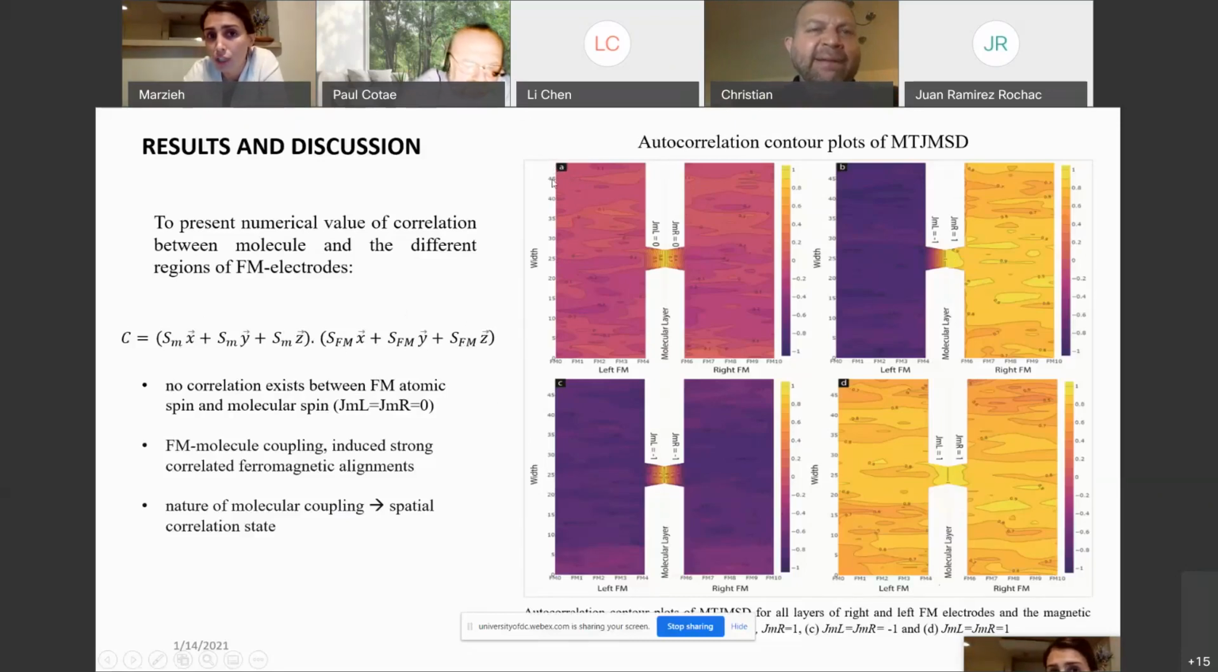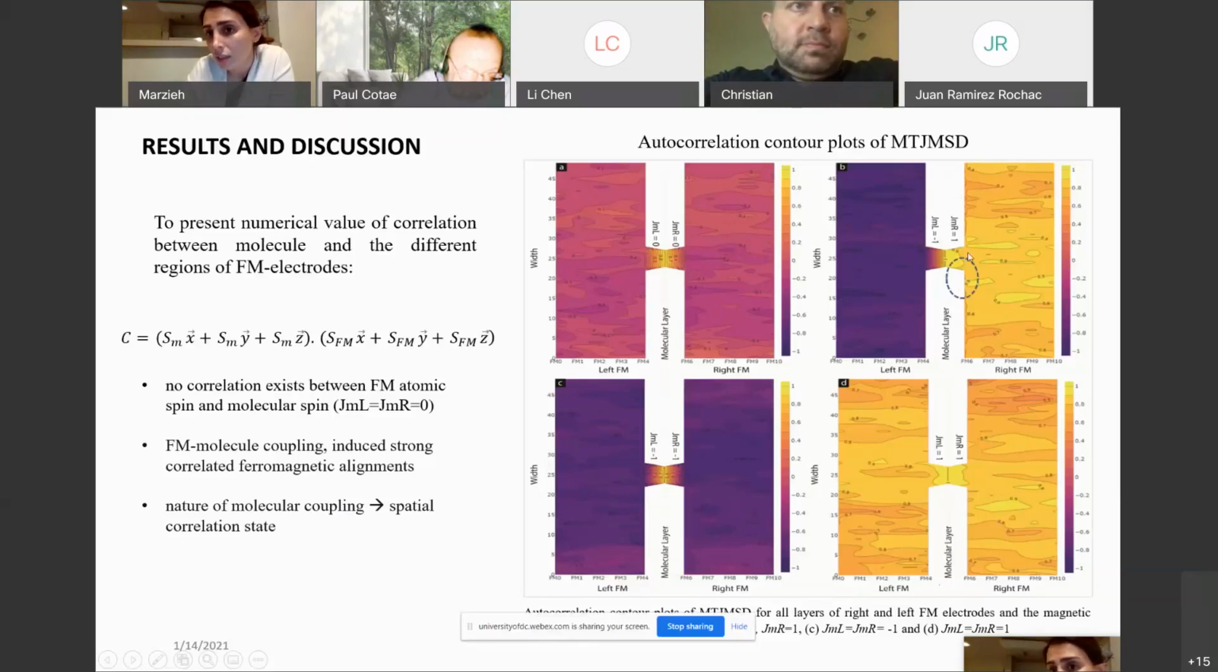So we take the average of each atom, and it is multiplied by the spin of the molecule. In the 0-0 case, no correlation exists between the FM electrodes and the molecular spin, so the average color is about 0 all over the device. But when it comes to -1 and 1, we see that the molecule has ferromagnetic, or parallel, coupling with one electrode, where the average is maximum, about 1, and antiferromagnetic coupling with the other electrode, so the average of the whole value is about -1.